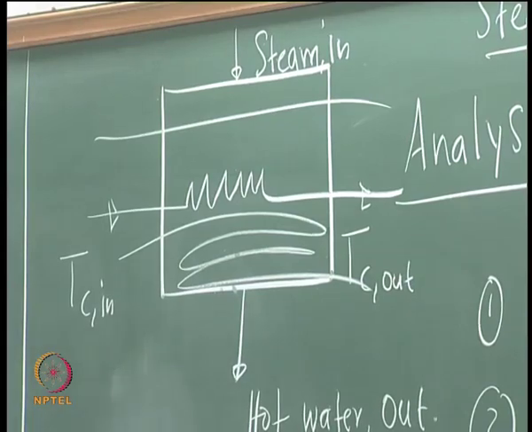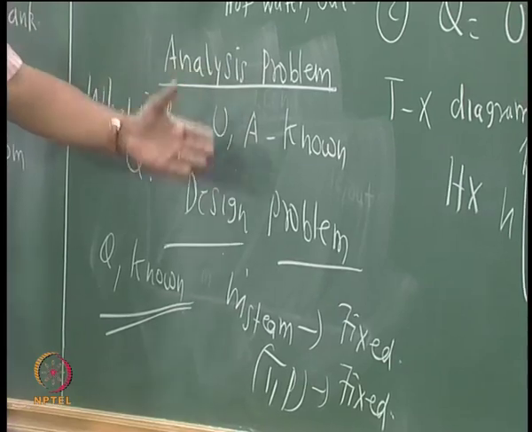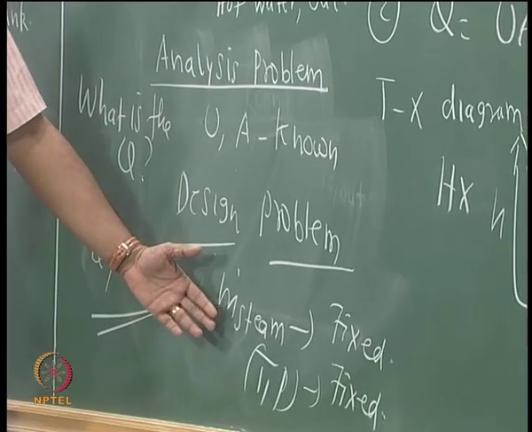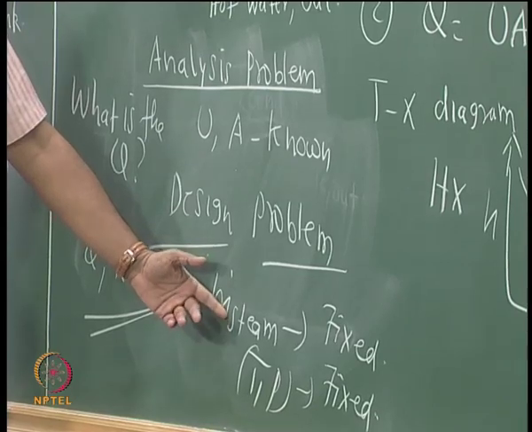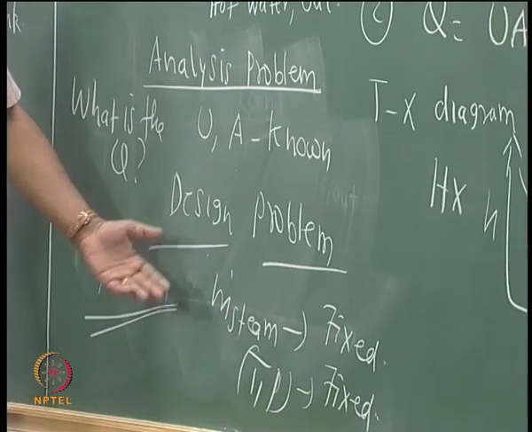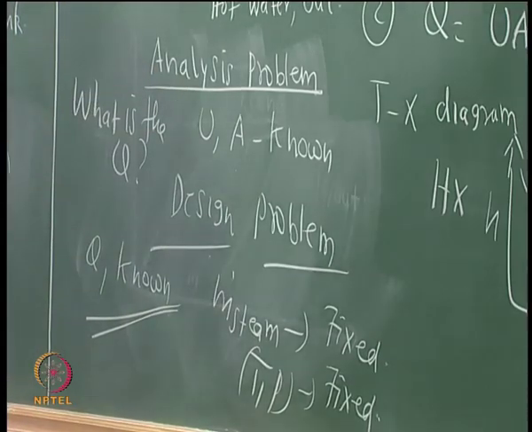So the determination of the behavior of the system implies the calculations of its response under the specified inputs. For example, this system, suppose I change the U, suppose I change the A, or in this system I just change the m dot, what happens? Okay, from the design flow rate of steam, minus 10%, minus 15%, plus 10%, plus 15%, what happens? So you will have to do what is called a sensitivity study also.